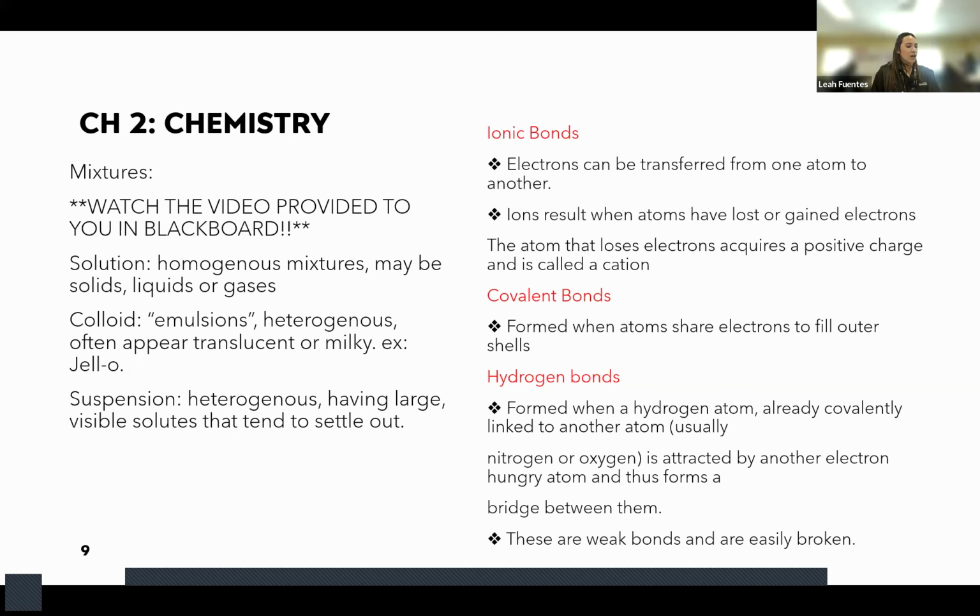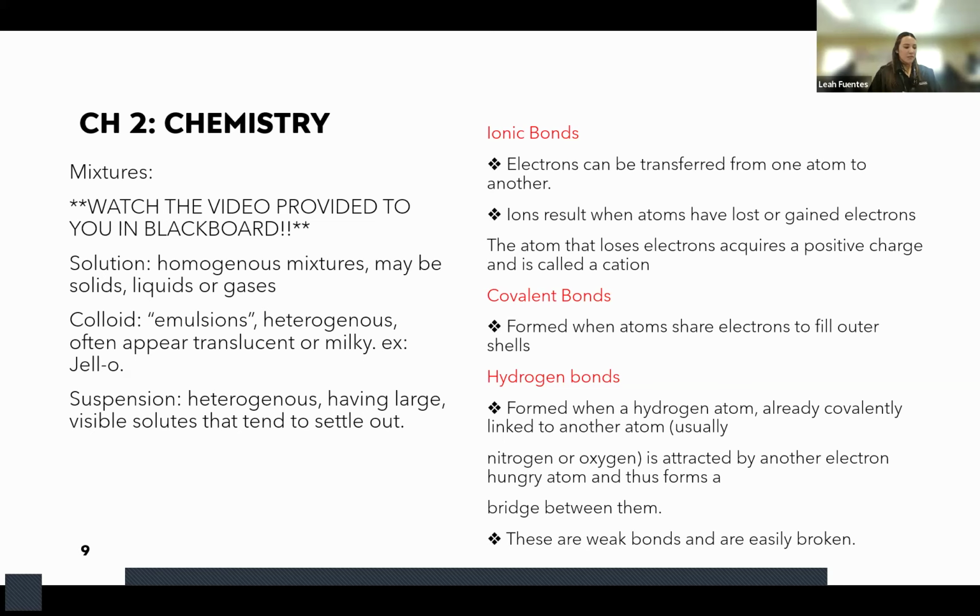And then we have colloids. These are also called emulsions. So if you haven't seen that in the book, it may come up as emulsions in the lecture exam. So just know that that's the same thing. These are heterogeneous mixtures that often appear translucent or milky.